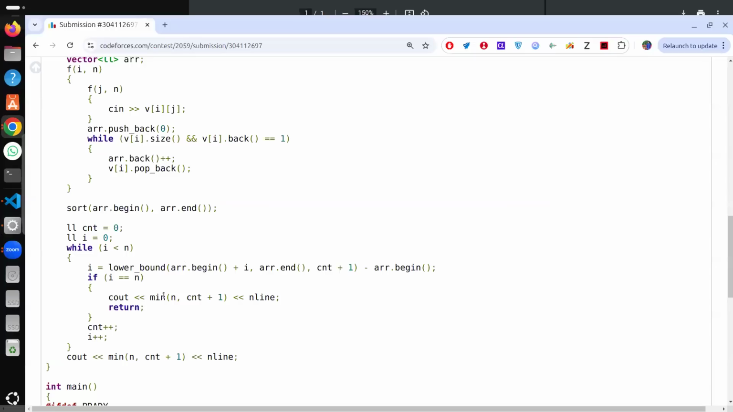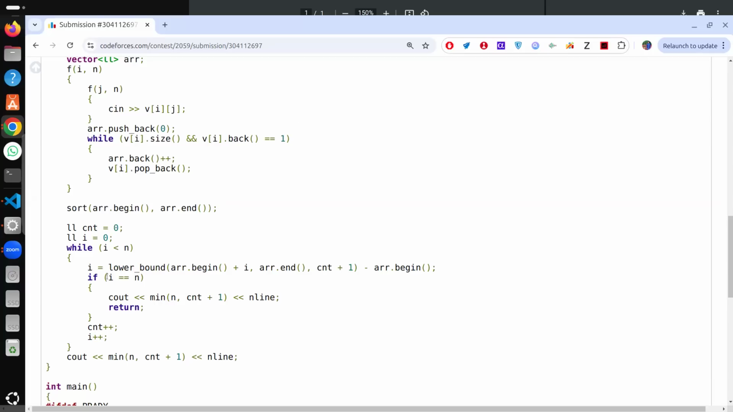That's why I did minimum with n comma count plus 1. Actually, if you just did count here, and count here, then also it would be fine. Then you wouldn't have to take minimum. So actually this code is not very clean. I'll share a cleaner code in the YouTube description, okay?